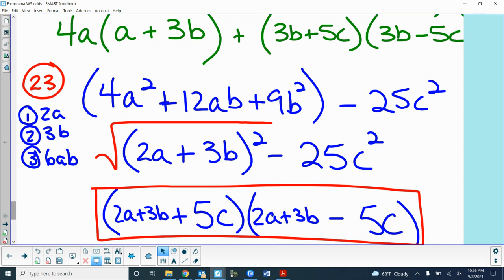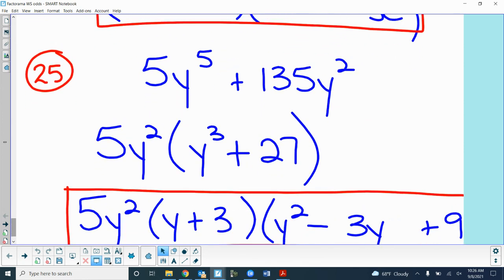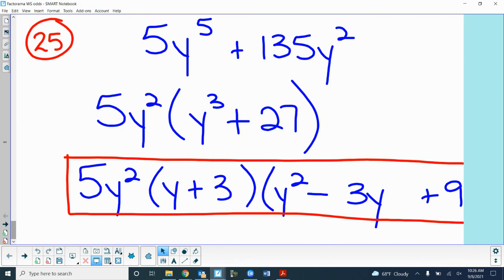And then the last one, took out 5y squared, and then this is a sum of cubes. Cube root of that's y, cube root of that's 3, same sign. Square that for the first term, multiply those together for the middle, opposite signs, square the 3, always positive the third one. So a quick going over of those problems. Questions?